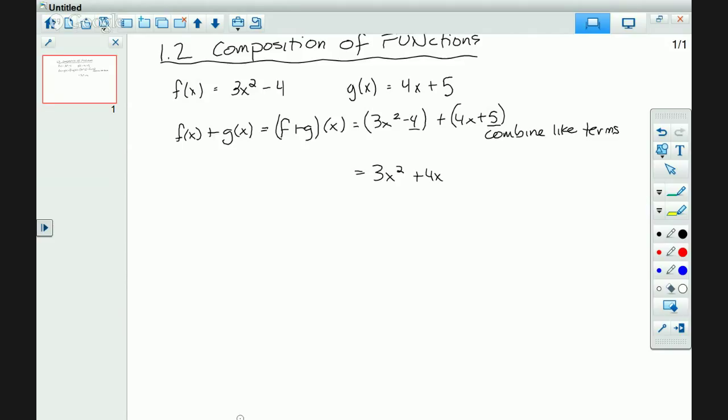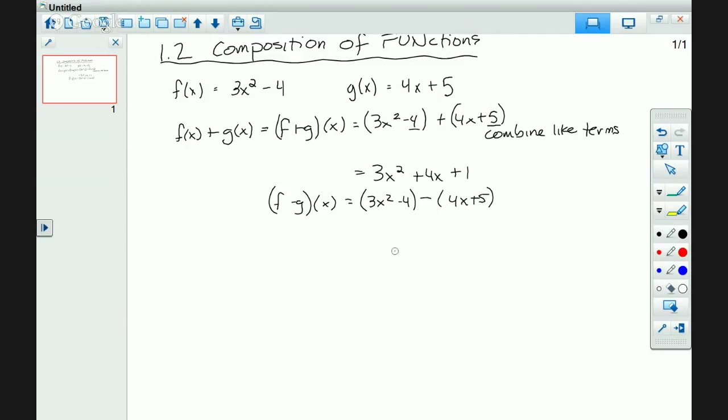Negative 4 plus 5 is, yeah. So keep adding. Subtracting is the same. I just want to show you one to make sure you pay attention to your negatives. Pay attention to your negatives.